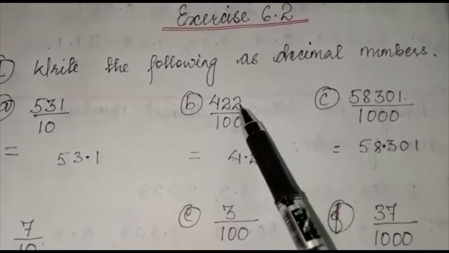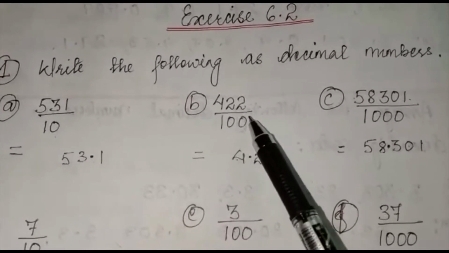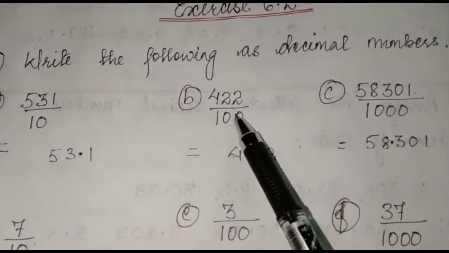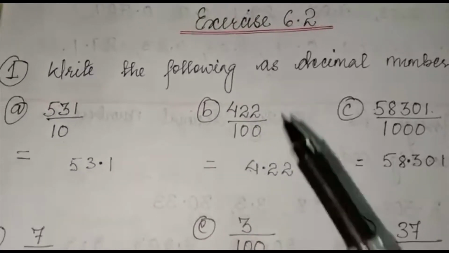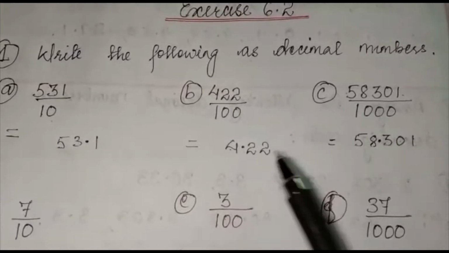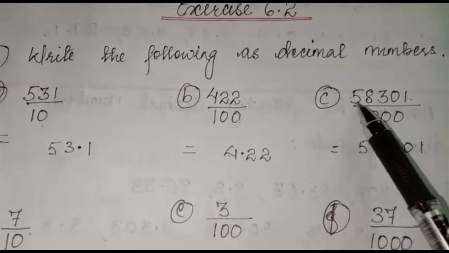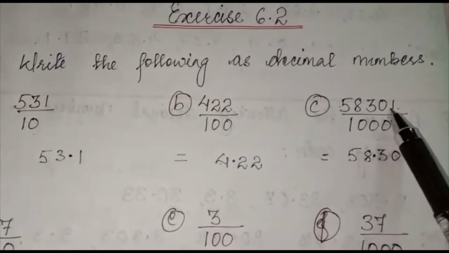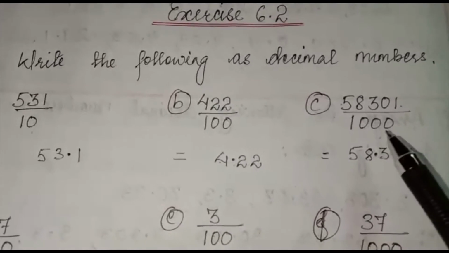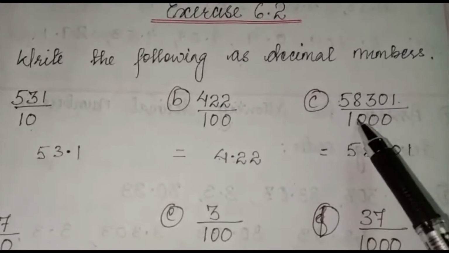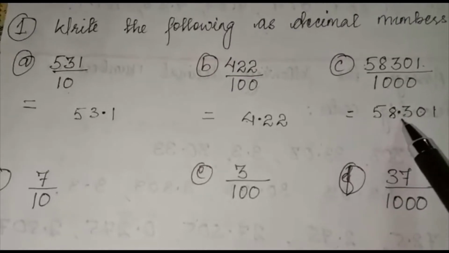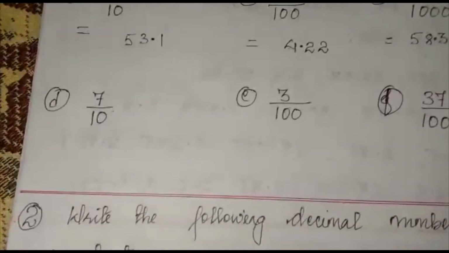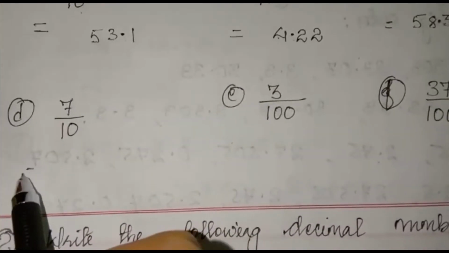Here 422 divided by 100. We have two zeros, so the point will be given in front of two numbers, 1, 2. Here will be the decimal point, 4.22. Next, 58,301 divided by 1000. So we have 3 zeros. So 1, 2, 3. Here will be the decimal, 58.301.